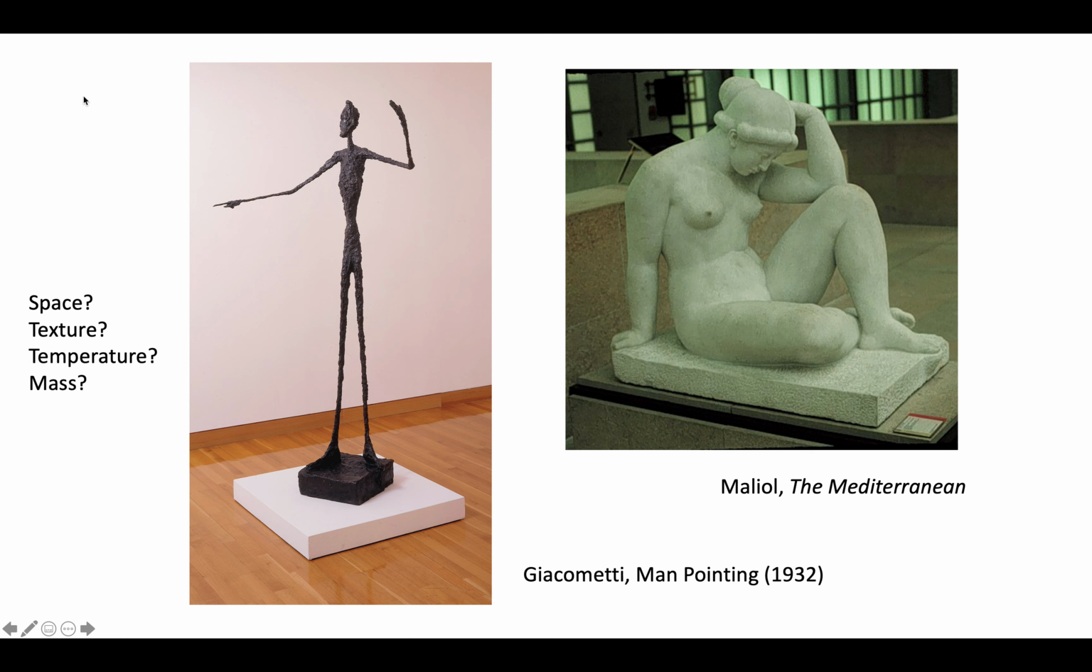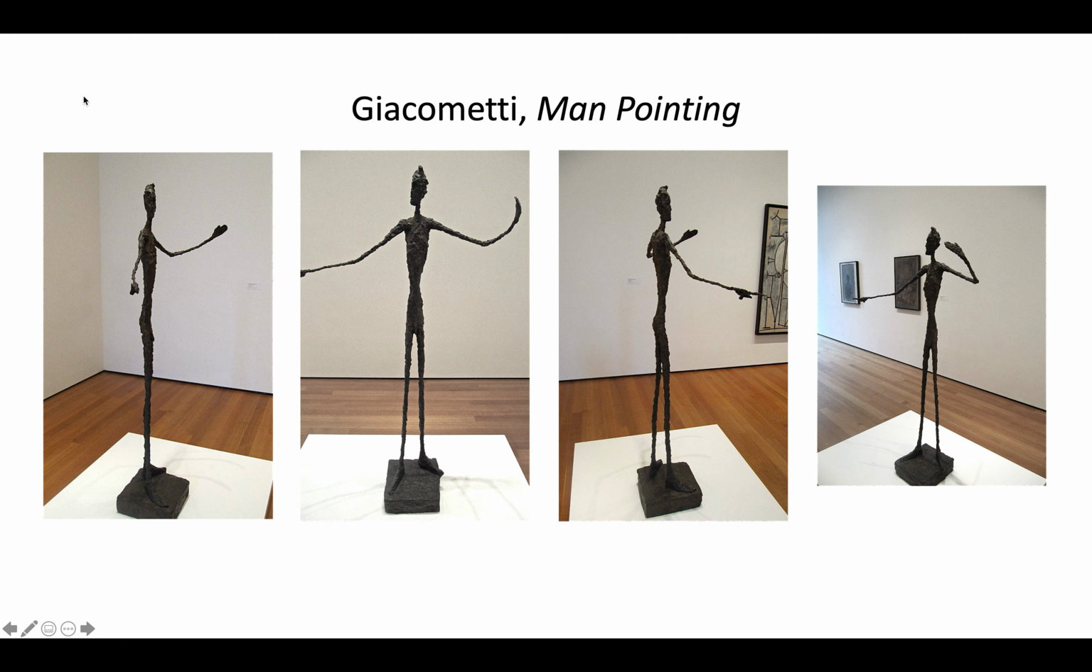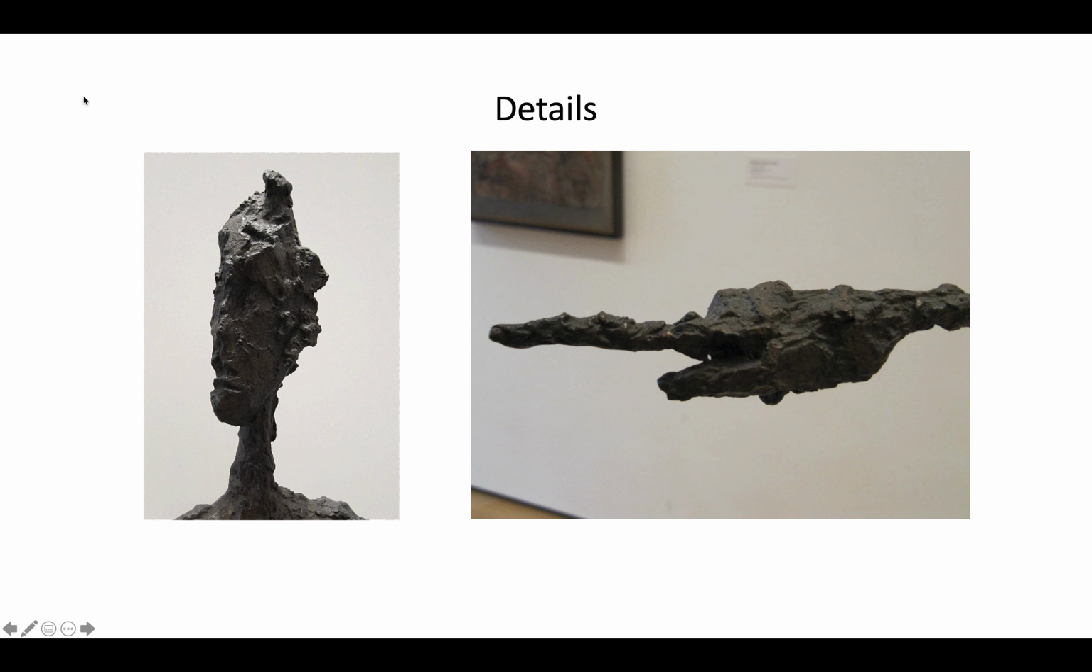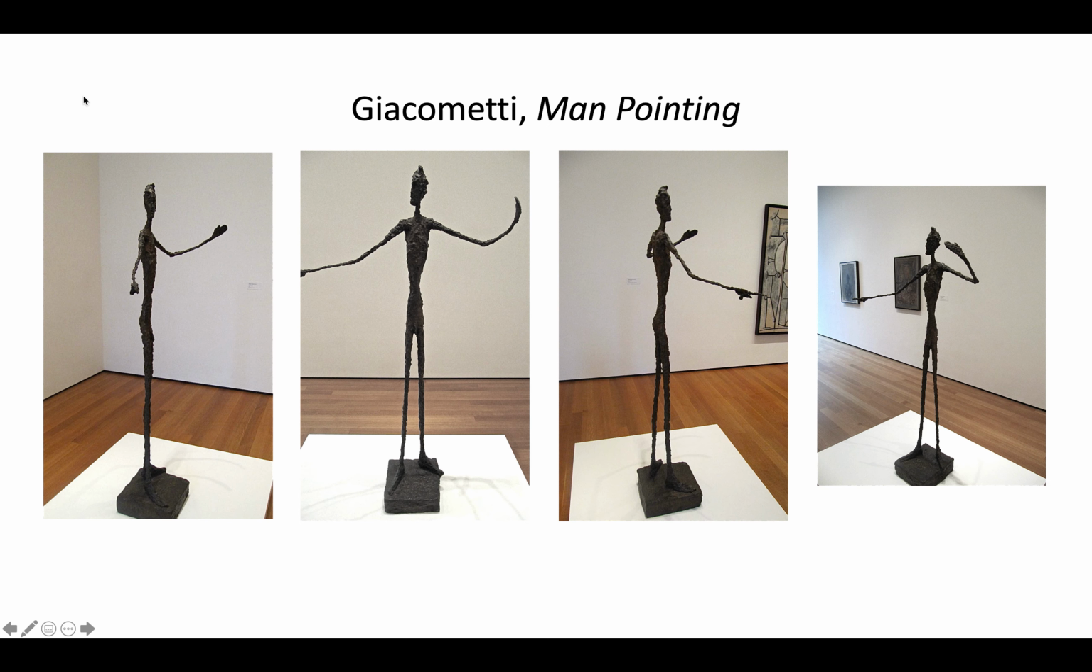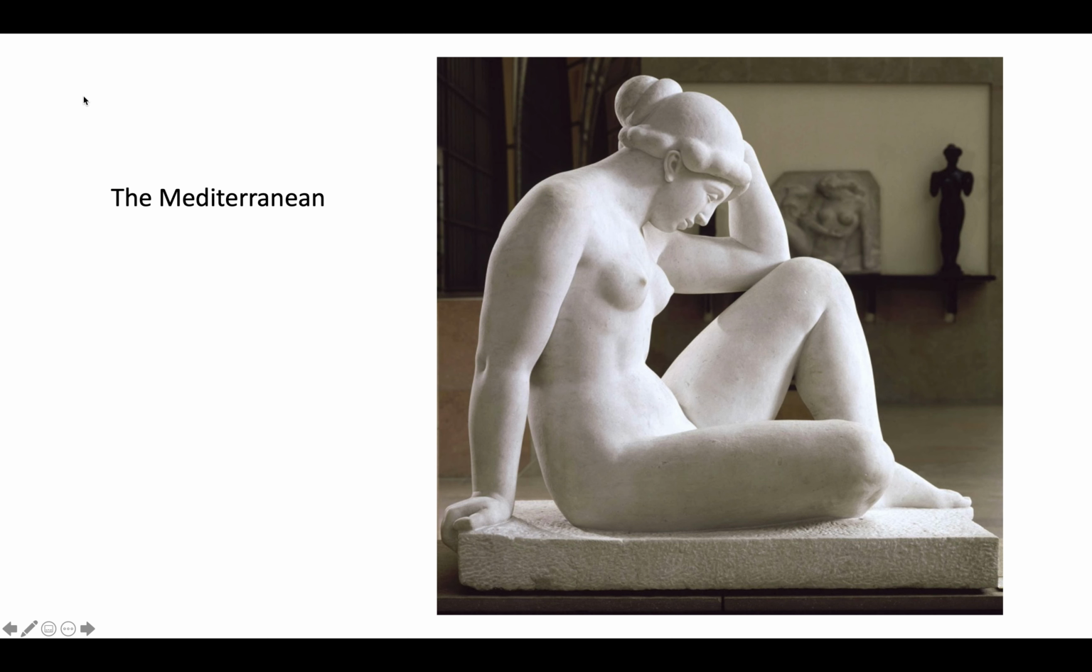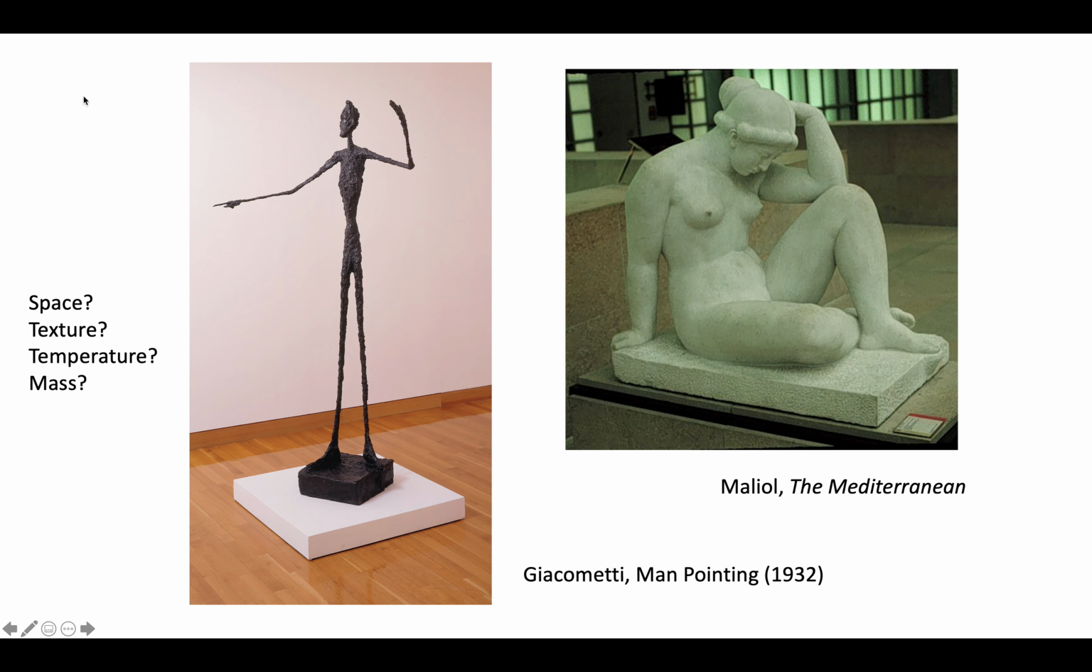So texture, the Giacometti, I've got some details here. I took some photographs at the MoMA to give the students a sense of how incredibly thin this sculpture is, and also what the texture of it is. So it's not very inviting. It seems rough. It is distorted. It is almost not there. It's a little bit smaller than life size.